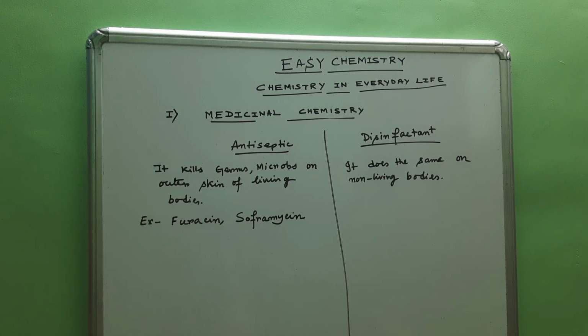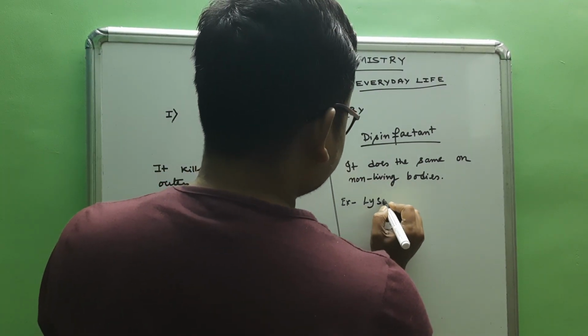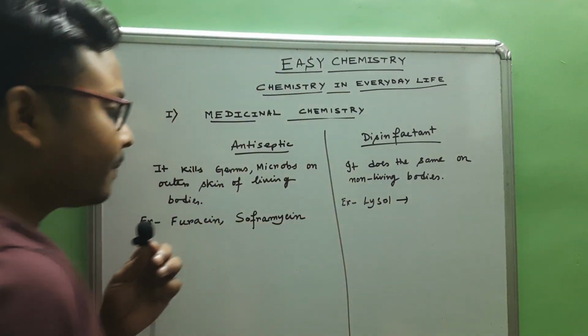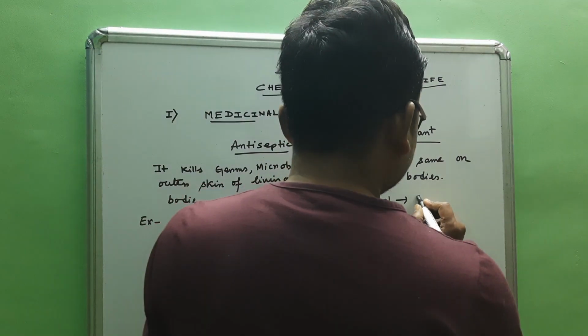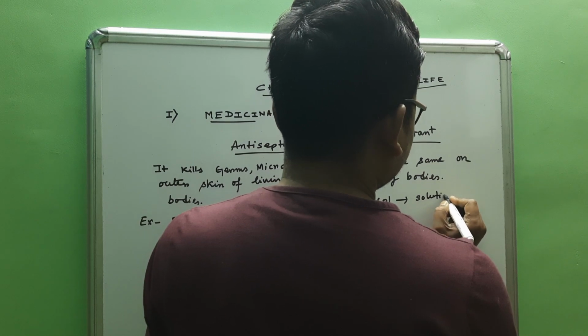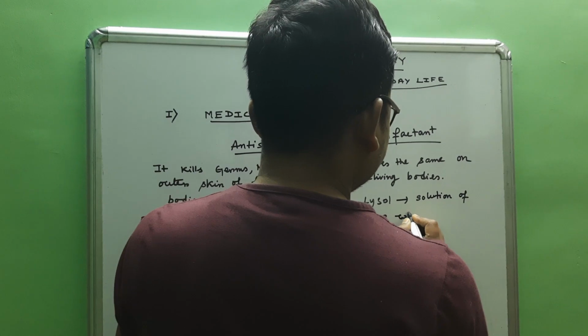Very different types of disinfectants are used. That is Lysol. In most of our households we use Lysol. So how will this Lysol be formed? Lysol will be formed as a solution of soap with cresol.